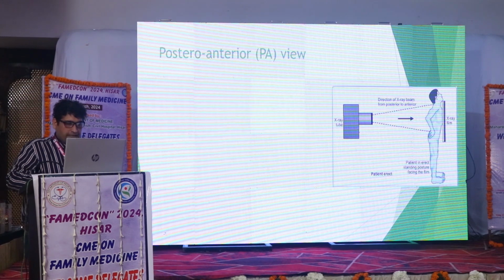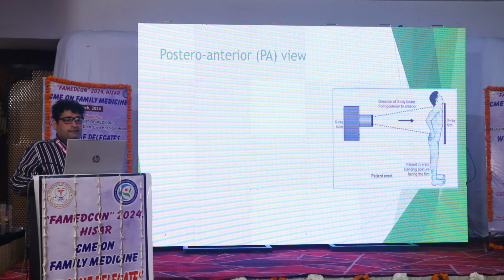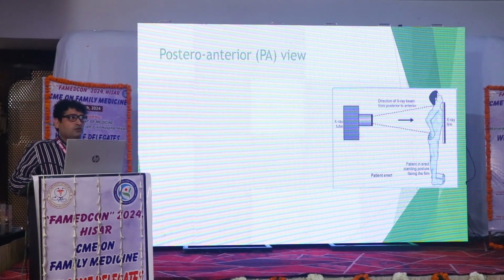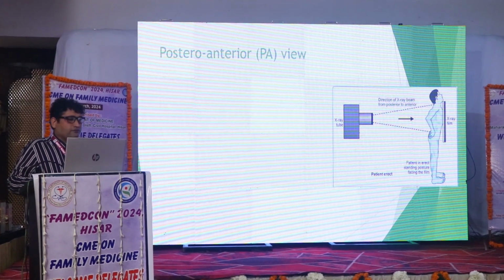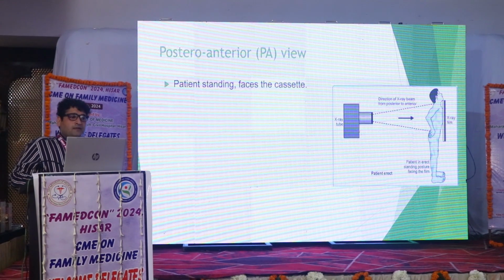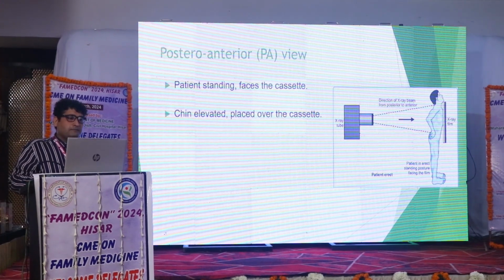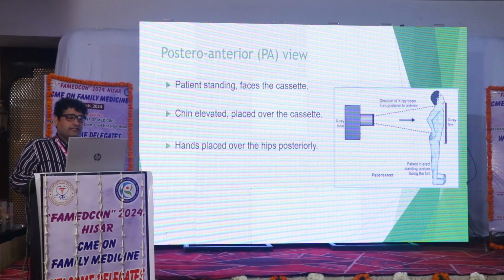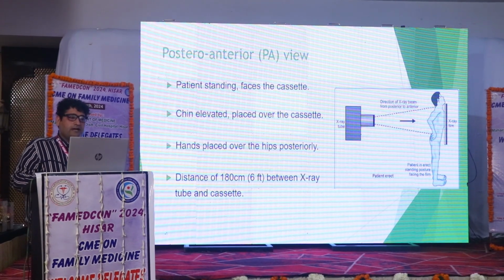In PA view, how the X-rays are coming to the patient and how he or she is standing is important. X-rays in PA view are coming from the backside of the patient, and the patient is standing straight and facing the cassette, with the chin elevated and placed over the cassette, and hands placed over the hips posteriorly. The distance is approximately 6 feet between the X-ray tube and the cassette.